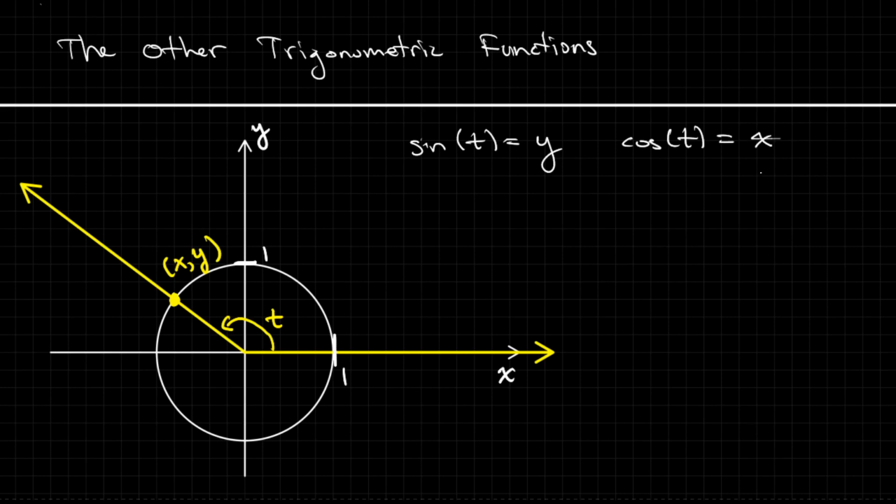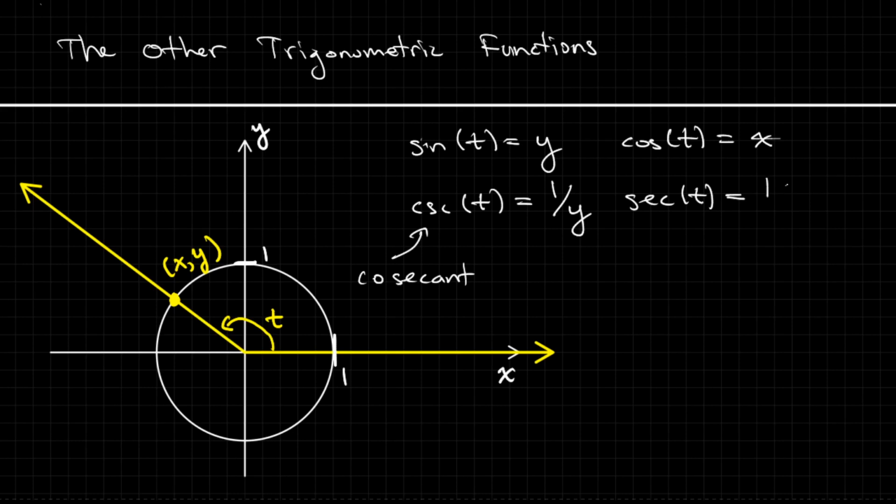These are two of the trigonometric functions, and there are more. There is the cosecant function, CSC of t, cosecant. And cosecant of t is 1 divided by y. There's also the secant of t function. That's 1 divided by x. There's the tangent function. Tangent of t is y over x. And there's the cotangent function, which is x over y.